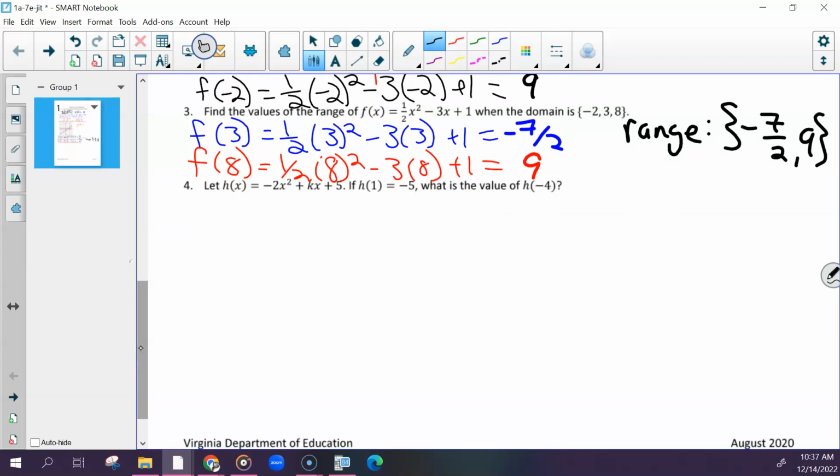For number 4, because we have some k value in here that we don't know, and they tell us h of 1 equals -5, you would put 1 in for all your x's, put -5 in for y, solve to find k. Then after you find k, you would go back and answer what is h of -4, put -4 in for all your x's, and find y. So it's like multiple parts, more challenging than something we would probably do. And I doubt you would see something like that on the S1.